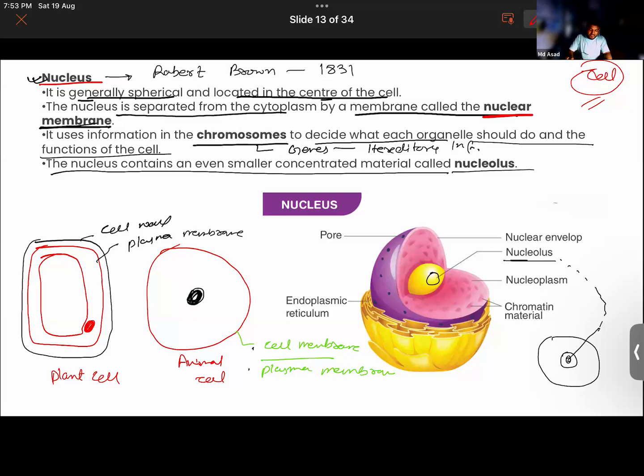Ahmed, just quickly read this paragraph. Nucleus. It is generally spherical and located in the center of the cell. The nucleus is separated from the cytoplasm by a membrane called the nuclear membrane. It uses information in the chromosomes to decide what each organelle should do and the function of the cell. The nucleus contains an even smaller concentrated material called nucleolus.